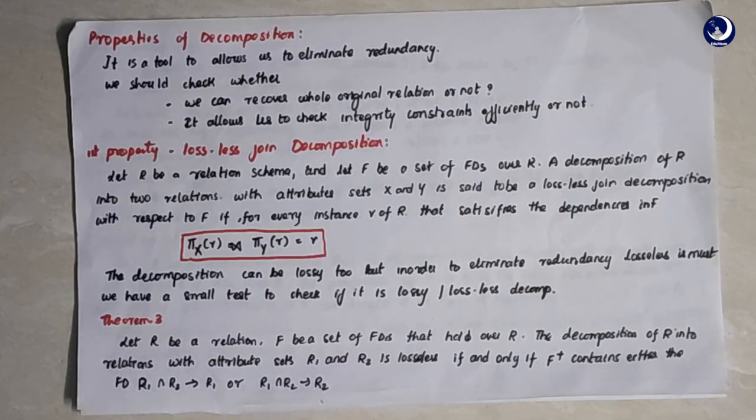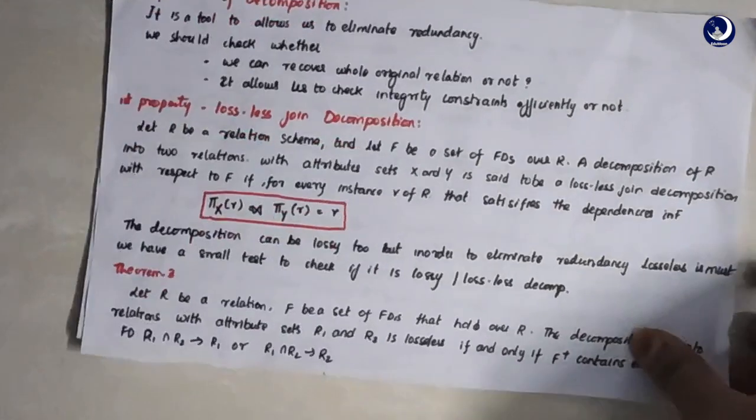Right? We can say a particular decomposition is lossless if F plus contains the FDs in which the attributes common to both relations determine one of the relations, that is, it can be R1 or it can be R2. Let's understand it clearly.